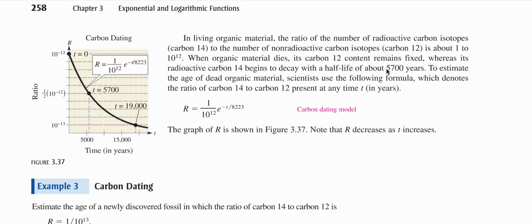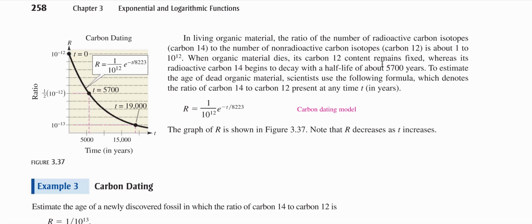If another 5,700 years passes, then I have half of that half, which is 25 grams. If another 5,700 years passes, how many grams will I have? Well, I'll have half of 25, which is 12.5 grams. And that's the idea behind half-life. Half-life is a time period, and when that time period passes, you only have half as much of the substance as you had before.